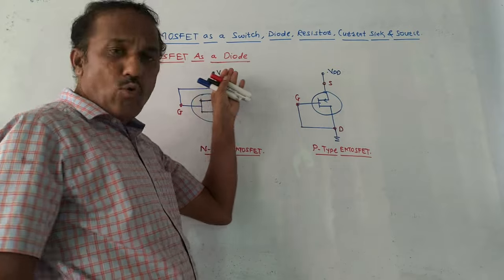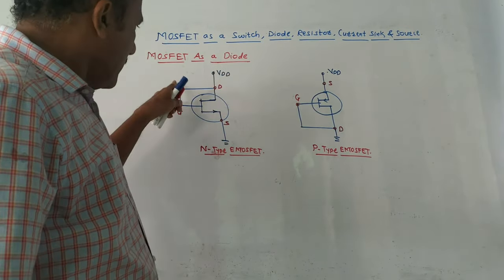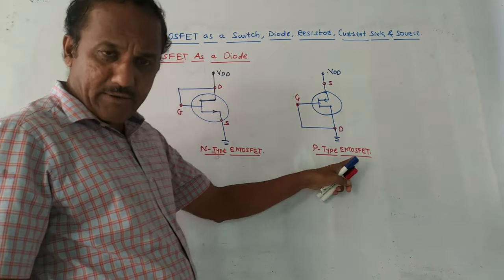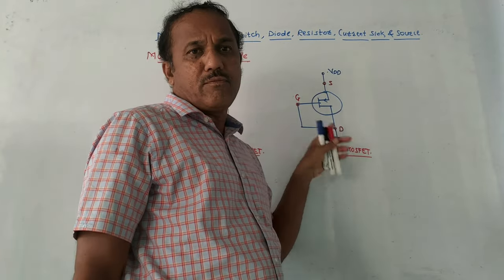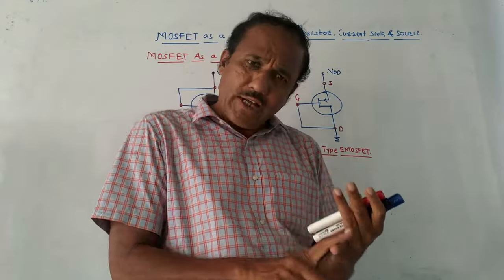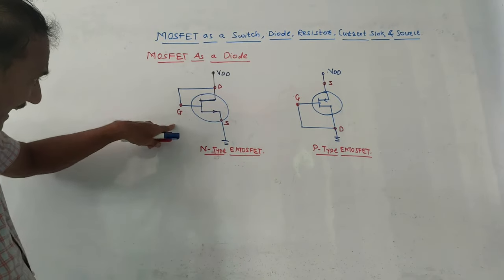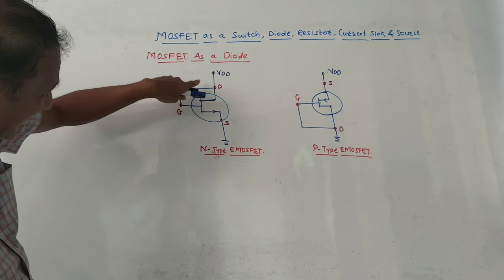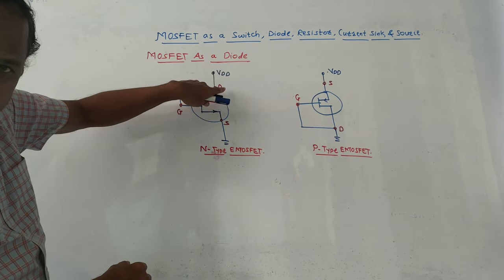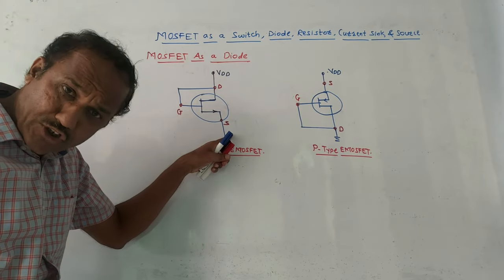Next part is, how can a MOSFET be used as a diode? So these are two diagrams. This is the diagram for N-type E-MOSFET, and second is for P-type E-MOSFET, in which I have shown how this MOSFET can be used as a diode. We know that in case of a diode, there are two junctions, P-N junction. So consider this diagram. In this case, gate and drain terminal are connected together, means this G will be same as drain terminal, so there will be only one effective junction, that is gate to source junction.